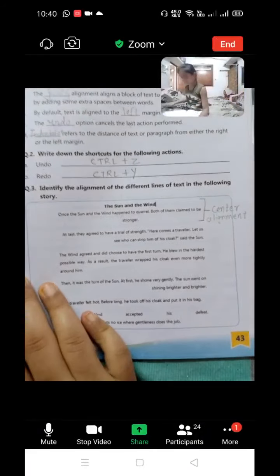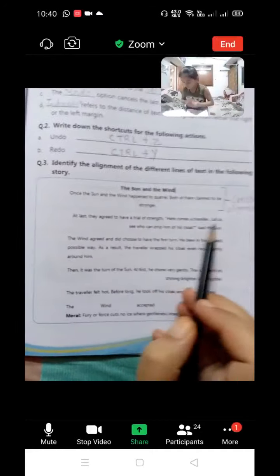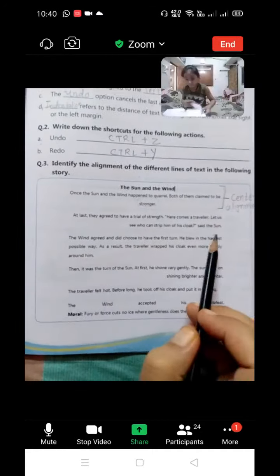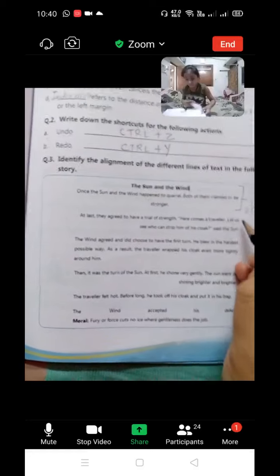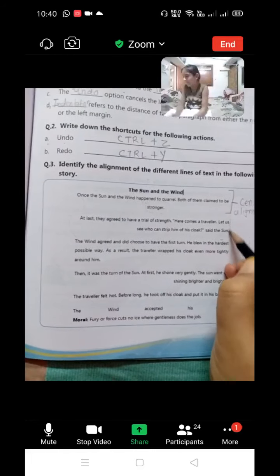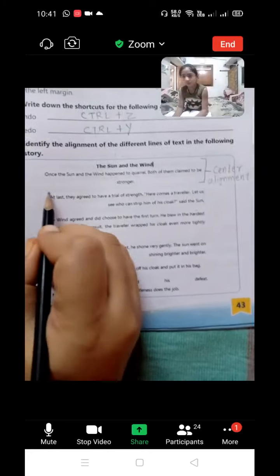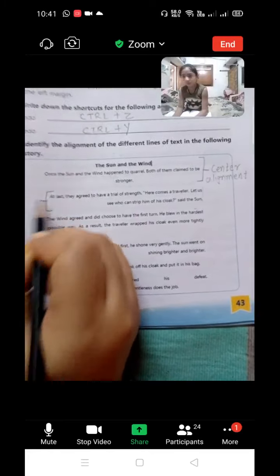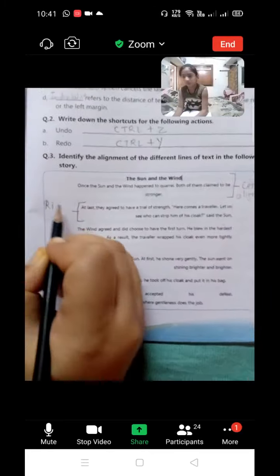Okay, now the second sentence is this one. You can see that it's totally on the right side. This is the left side, that is the right side. You can see that it is arranged from the right side, not from the left side. So this is a right alignment. So you have to write like this. Right alignment.